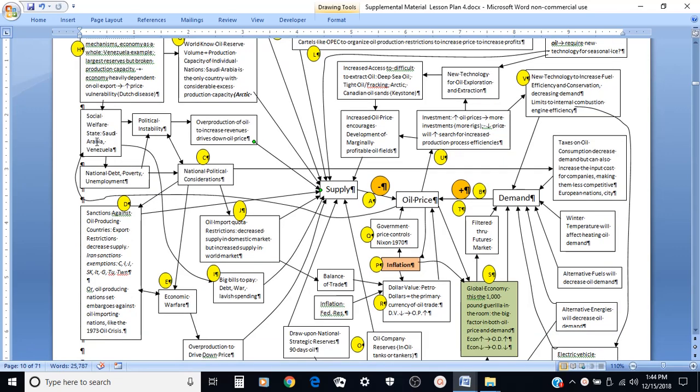Another example is the social welfare state, but also that this whole welfare state in the case of Saudi Arabia led to big bills they had to pay, but also they had war debt. Plus they also had lavish spending on military weapons, right? And this again increased their demand to pump oil, right? So increased supply, it drove down price. HIJ. So another political consideration is oil import quota restrictions: decreased domestic supply in the domestic market, but increased supply in the world market, right?